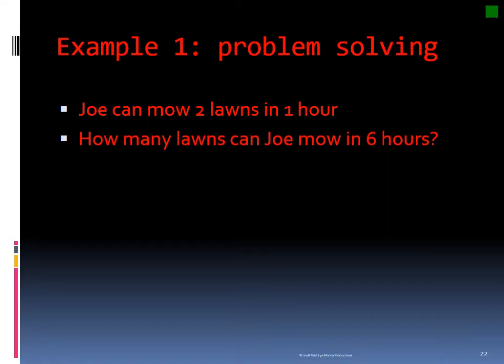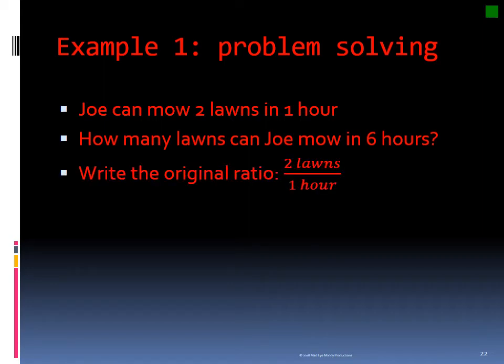Here's our first problem. Joe can mow 2 lawns in 1 hour. Well, if that's true, how many lawns can Joe mow in 6 hours? So the first thing we want to do is write the original ratio we're given, the complete ratio. Whatever the complete ratio is, we want to write that down first. Then we want to create an equivalent ratio.